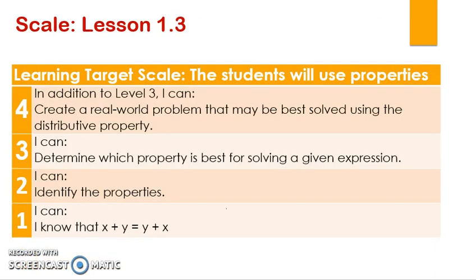Let's begin by having you take a minute to preview our lesson scale. Pause the video. By the end of this lesson, the goal is that you will be able to determine which property is best for solving a given expression. Remember, your teacher always wants you to feel confident and independently successful if you can reach a level 3. If you can get to that 4, that's just the cherry on top.